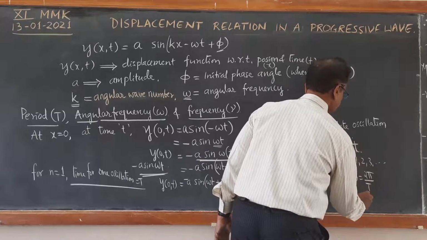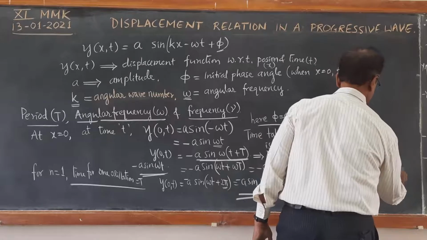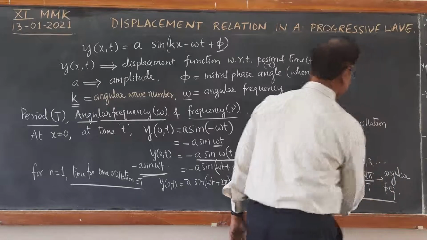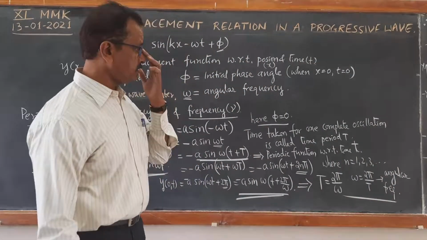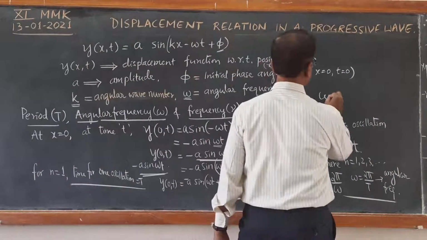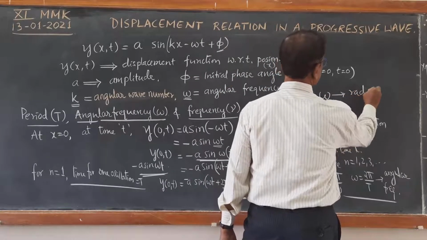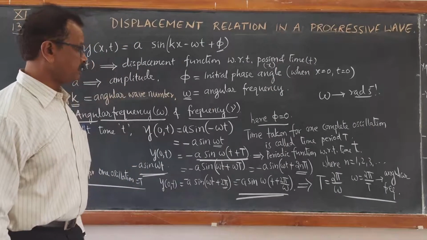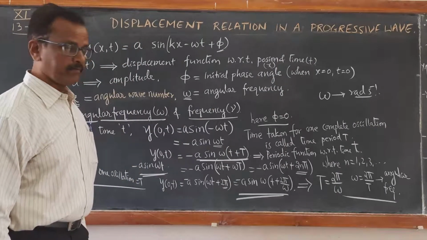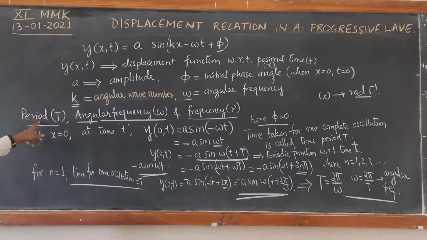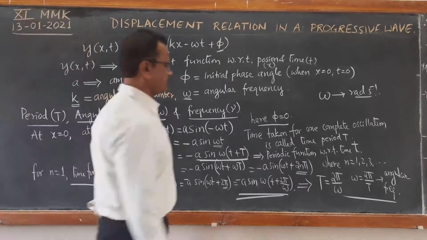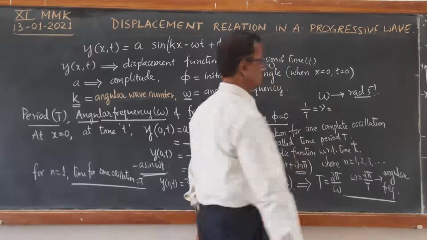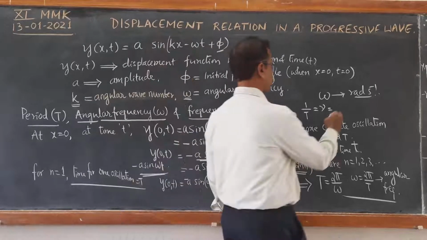This is called angular frequency. As we have defined earlier, angular frequency is measured in radians per second. Now, if it is only 1 by T, where capital T is the time period, then 1 by T is called frequency. Frequency of a wave means what?